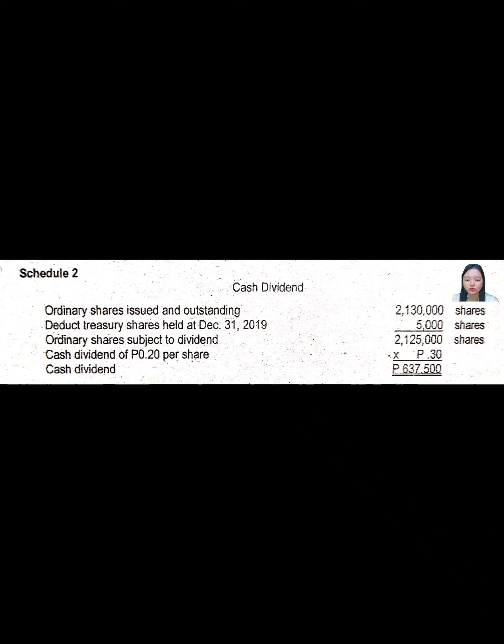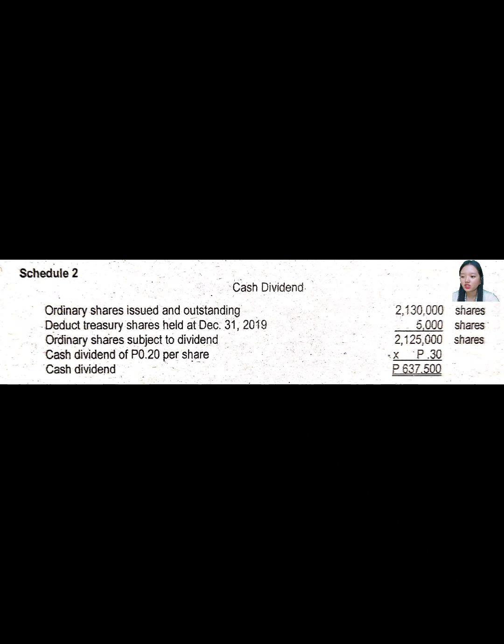Next is our Schedule 2, which is the cash dividend. So first, ordinary shares issued and outstanding is 2,130,000 shares, and deduct treasury shares held at December 31, 2019, which is 5,000 shares. So that makes our ordinary shares subject to dividend 2,125,000 shares and a cash dividend of 0.30 per share.